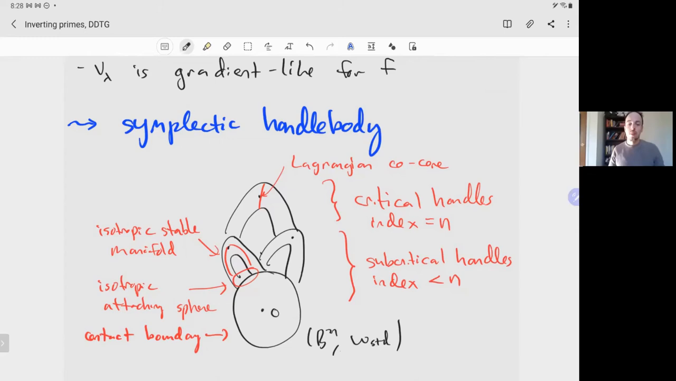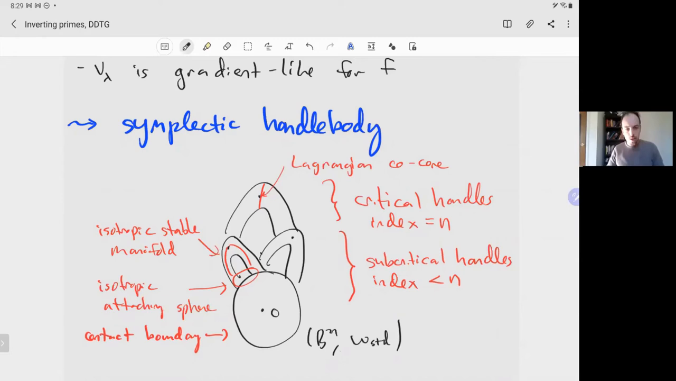And one thing you can do, it turns out, is first attach the handles of index less than n, which are called subcritical, and then attach the handles of index n. The important thing about the handles of index n, which are called critical handles, is that their cocores, or their unstable manifolds, are actually Lagrangian as well. And their boundary maps to the boundary. That will be something that will come up later. I wanted to mention that. In general, the cocores are co-isotropic or something? That's right. Okay. Here I'm using the fact that the critical handles are attached last, so that the boundary of the cocore maps to the boundary of X. That's also going to be important.